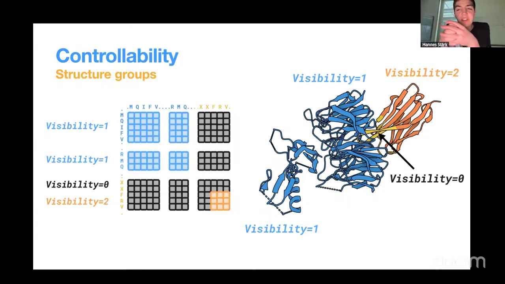You can control the structure in a quite fine-grained manner, where for a certain region you don't want the structure to be predetermined, and in a certain region you want it to be predetermined, but only with respect to a certain other set of residues. For example, here, the region that has visibility 2 and the region that has visibility 1 are fixed within themselves, but their relative position is up to the model to decide.